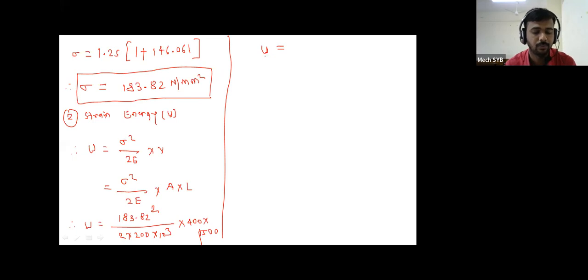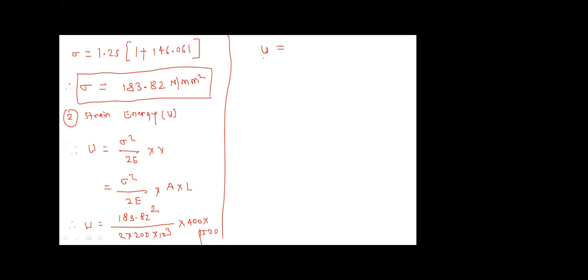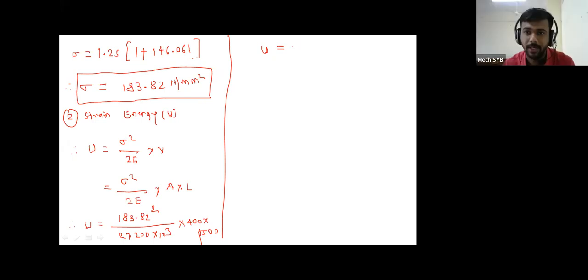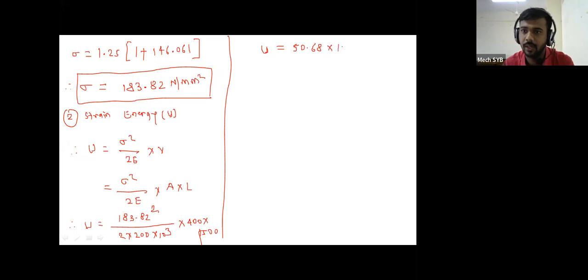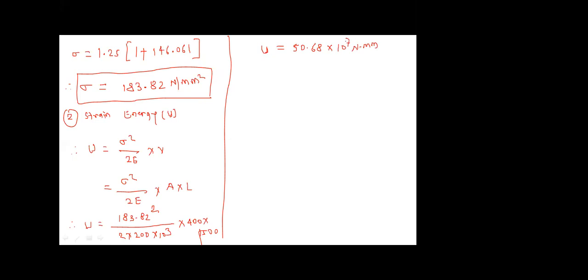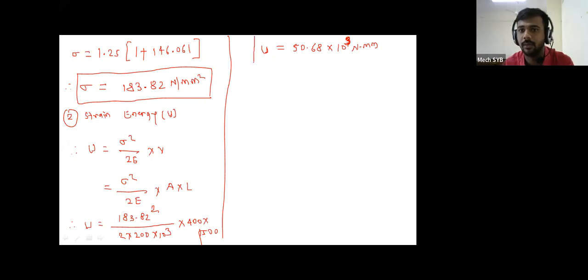So what is the U value? 50.67 into 10 raised to 3. 50.68 into 10 raised to 3. Those who have calculated, send your answers in the chat box. I will check. 50.68 or 50.67 into 10 raised to 3 Newton mm.